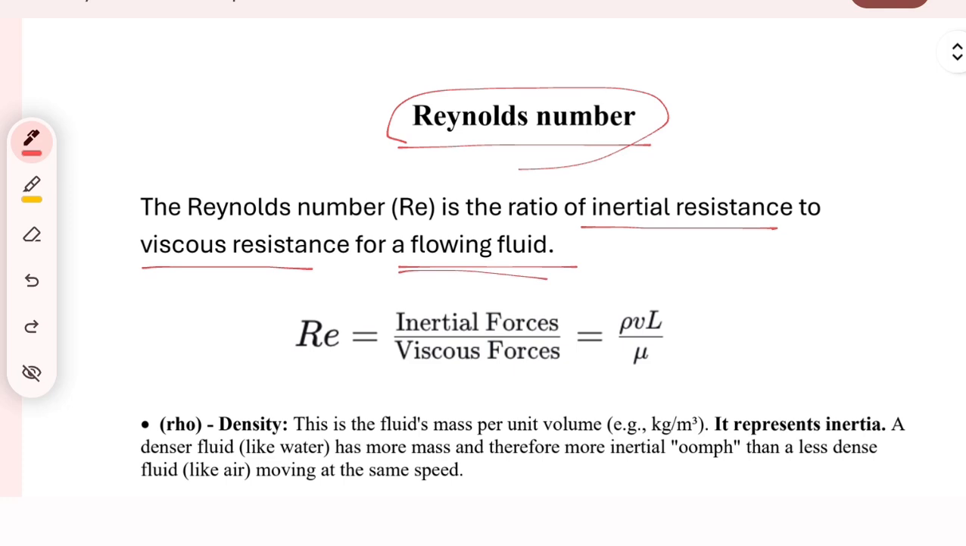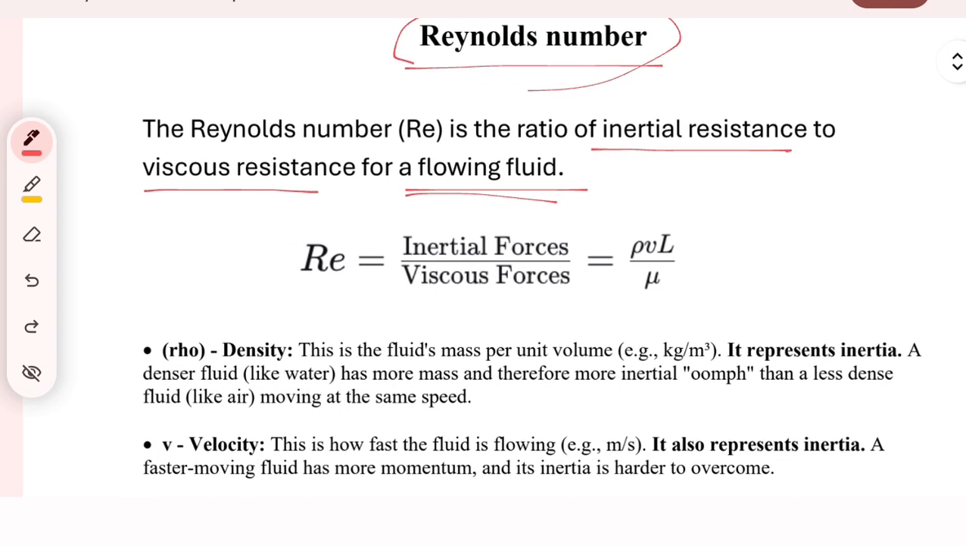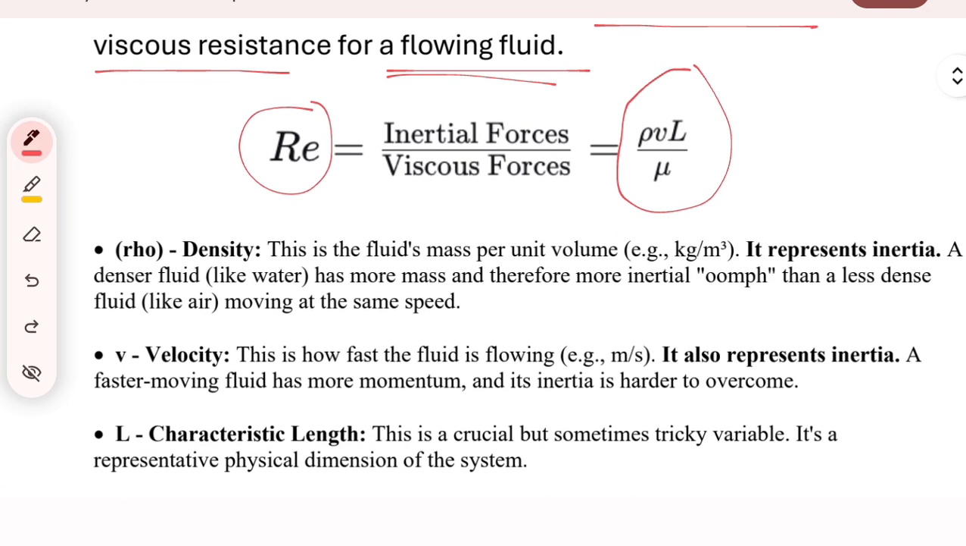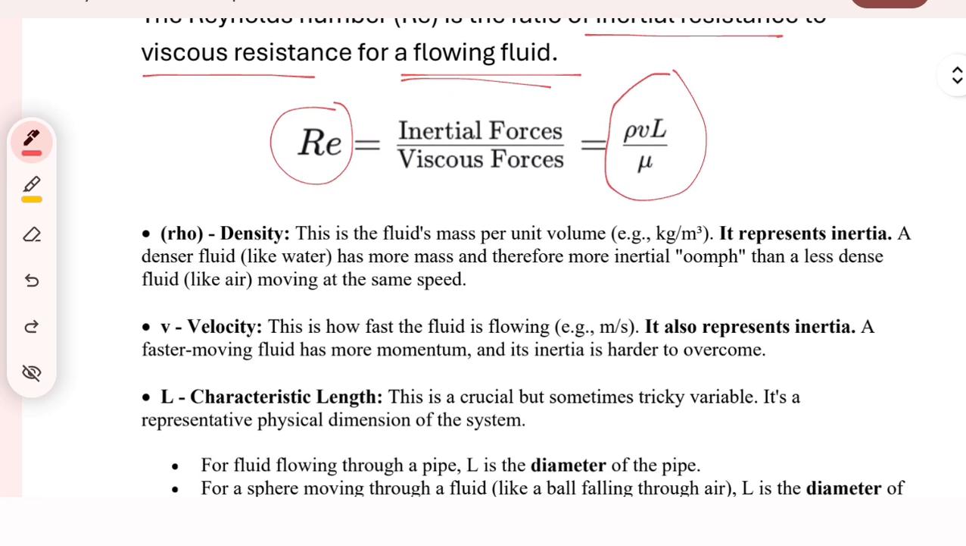So for flowing fluid, it is a ratio. And this is the ratio of the Reynolds number Re, inertial forces divided by the viscous forces of the fluid. So we have here the formula, rho V L divided by mu. All right, so let's define the parameters in the formula.